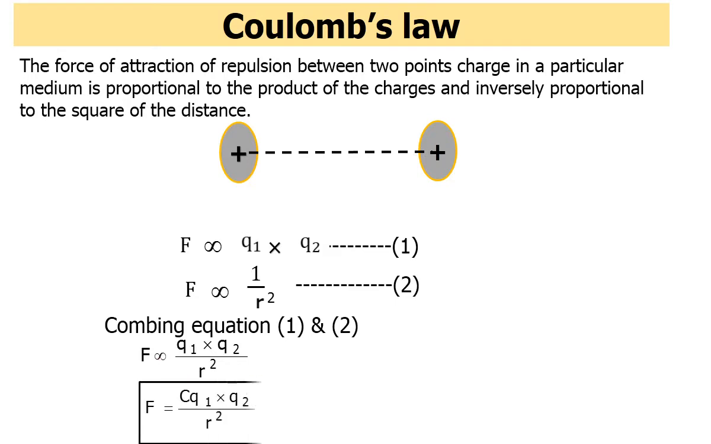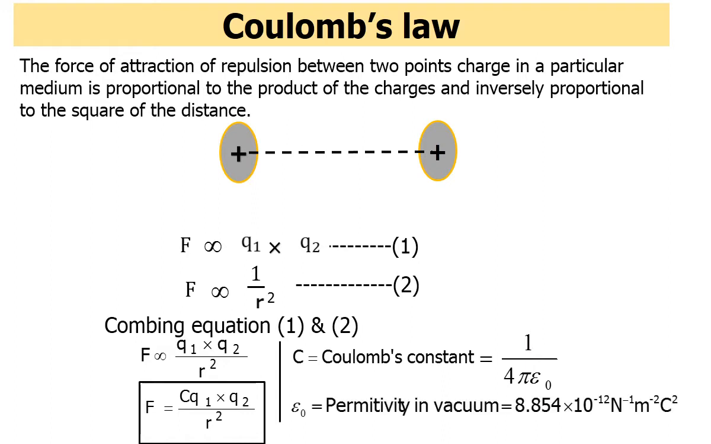If we remove the proportional sign, then we can write a constant which is C. Here C is a Coulomb constant which has a fixed value, 1 by 4 pi epsilon naught. In place of the Coulomb's constant, we can write 1 by 4 pi epsilon naught. Here epsilon naught is the permittivity in vacuum, whose value is 8.854 into 10 to the power minus 12, and unit is Newton inverse meter inverse 2 and Coulomb square.